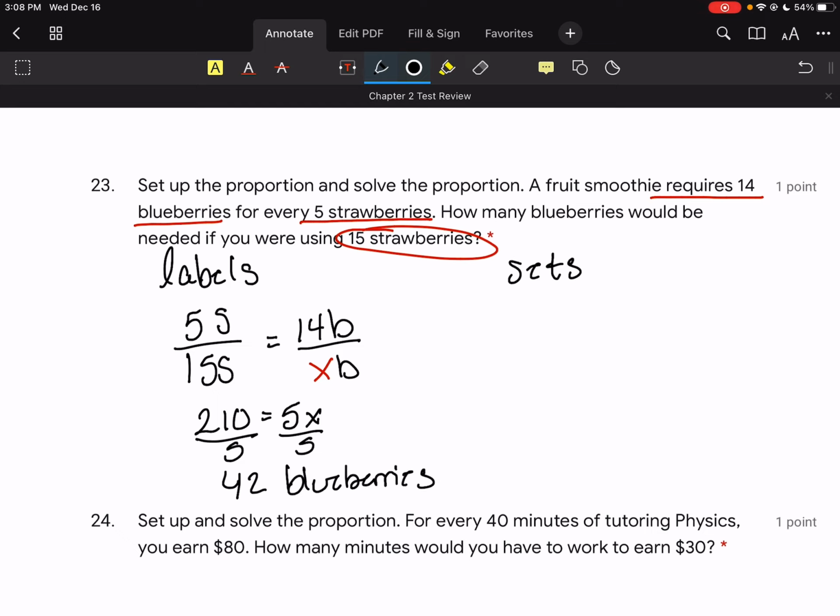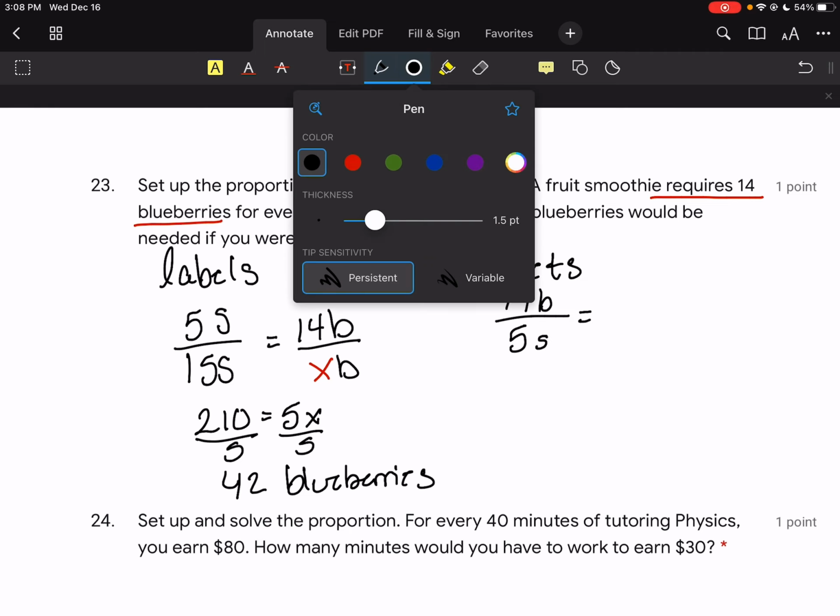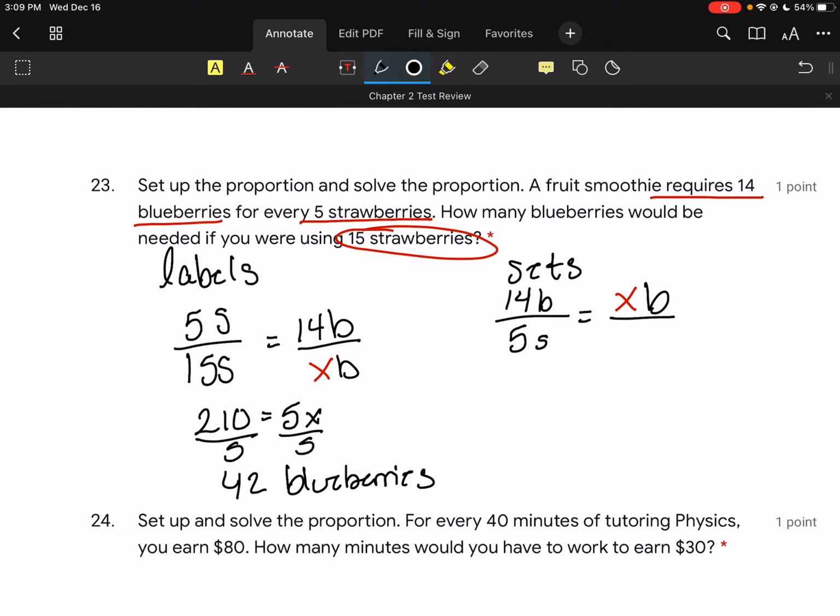The other way you can do it is by sets. So I have a set that is 14 blueberries with 5 strawberries. So I'm going to put those two things together, the blueberries and the strawberries. And then I want to know how many blueberries. So again, I'm looking for the number of blueberries to 15 strawberries. So again, I've got 14 times 15, which is 210. And then 5x, divide both sides by 5, and again you get 42 blueberries. Either way works, up to you.